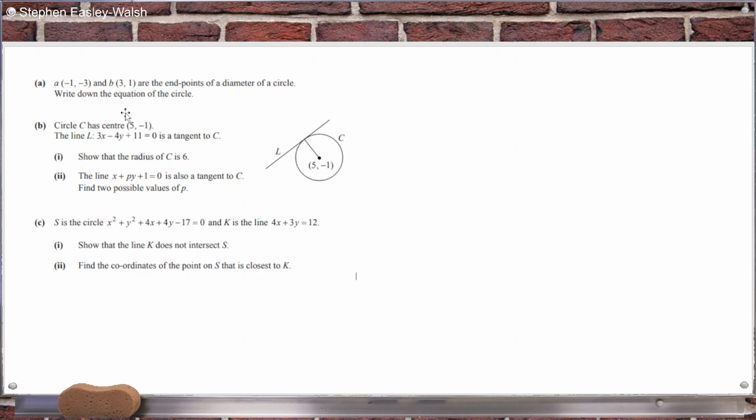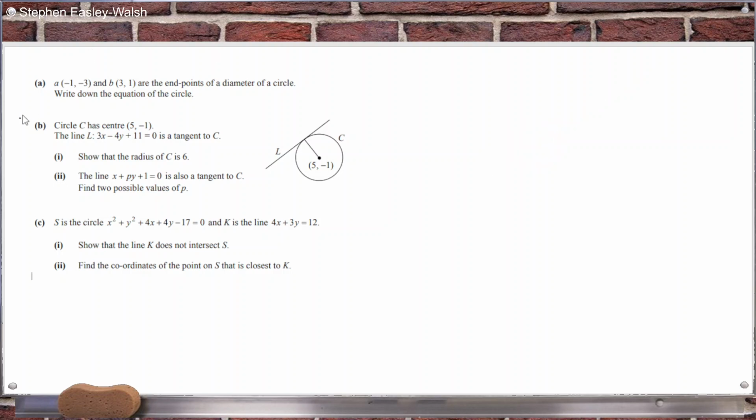S is that circle and K is that line. Show that the line K does not intersect S. So at first I thought, oh, the perpendicular distance has to be more than the radius, but could that be enough actually? Because if it does intersect, yeah, actually I think that would be enough.